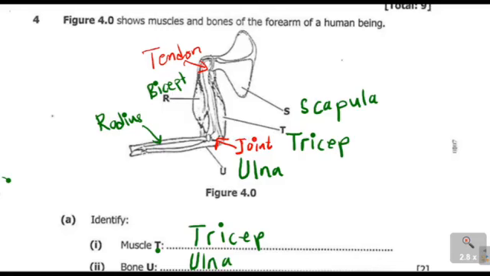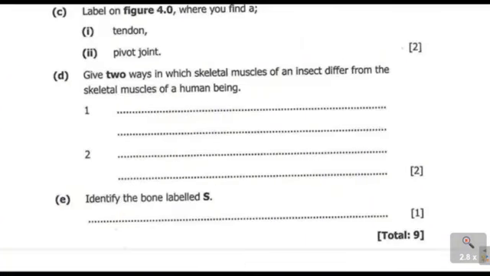So we have answered our question. We now move on to another question. All right, so we come to our question D right here. The question reads, give two ways in which skeletal muscles of an insect differ from the skeletal muscles of a human being. So they want us to state two differences of the skeletal muscles of an insect and that of a human being.